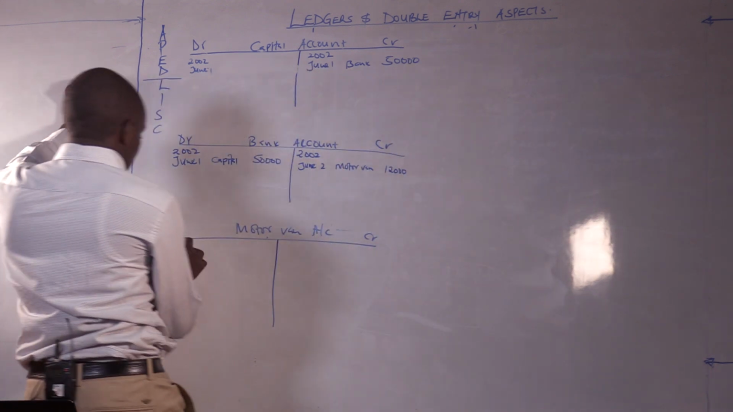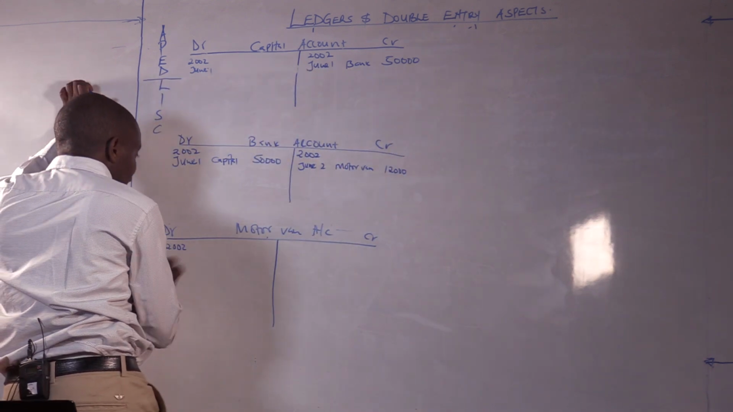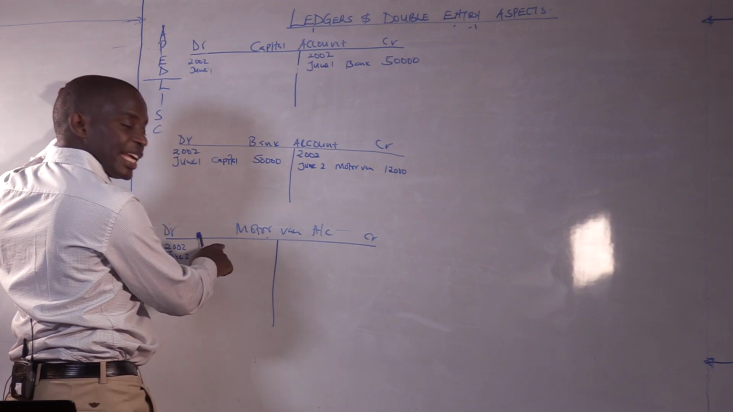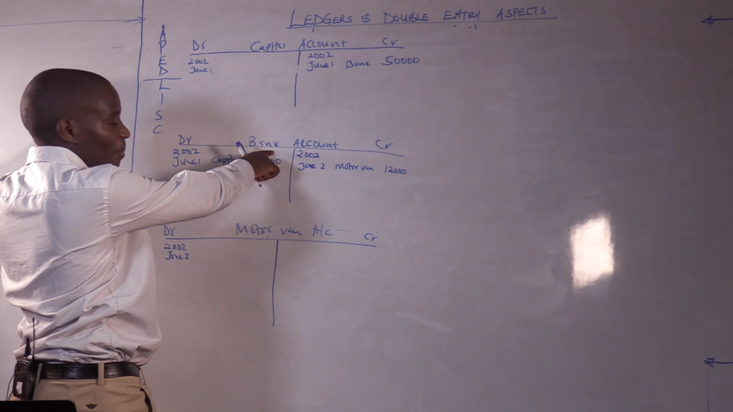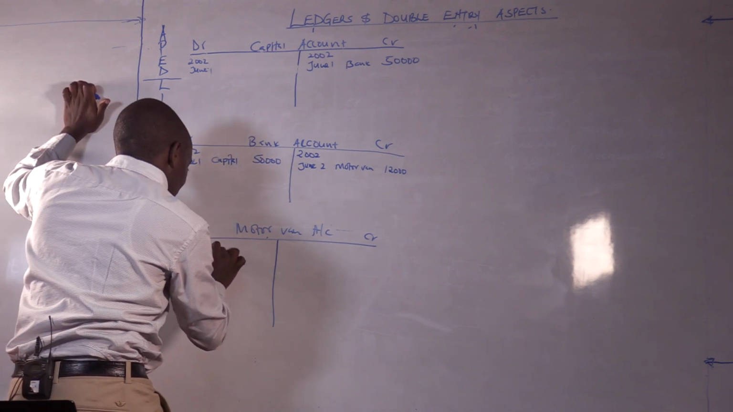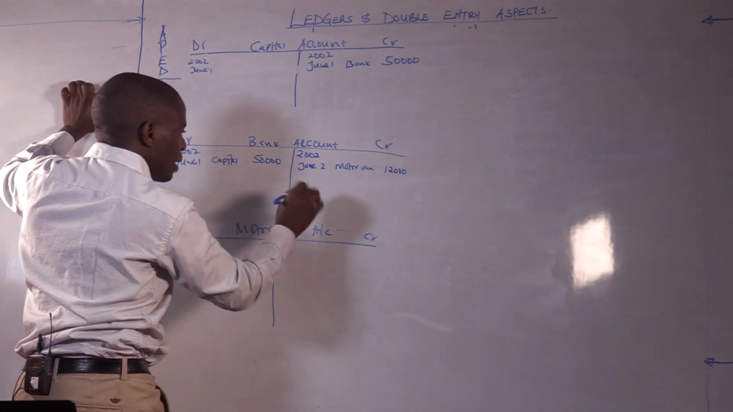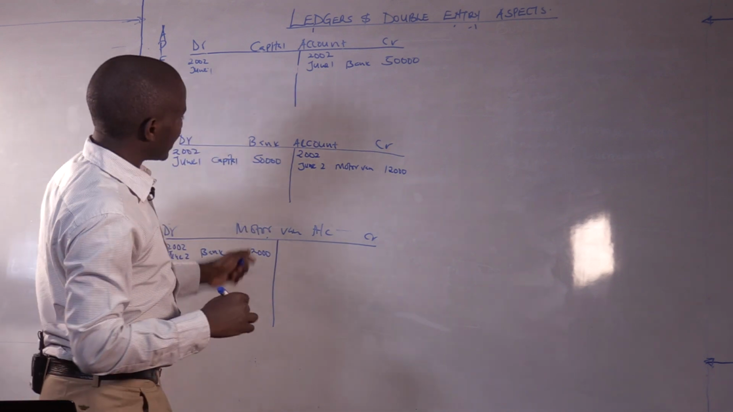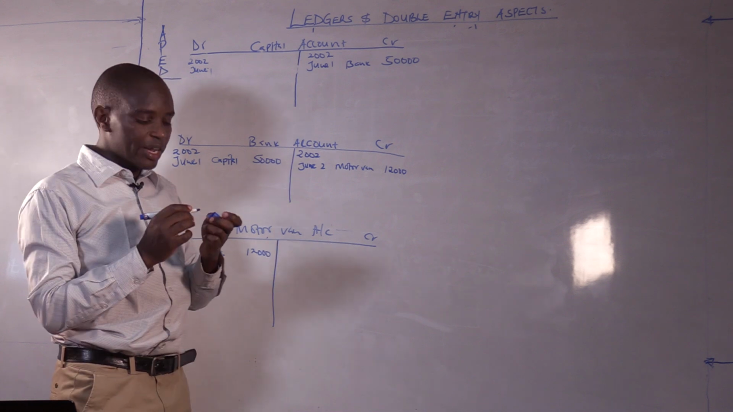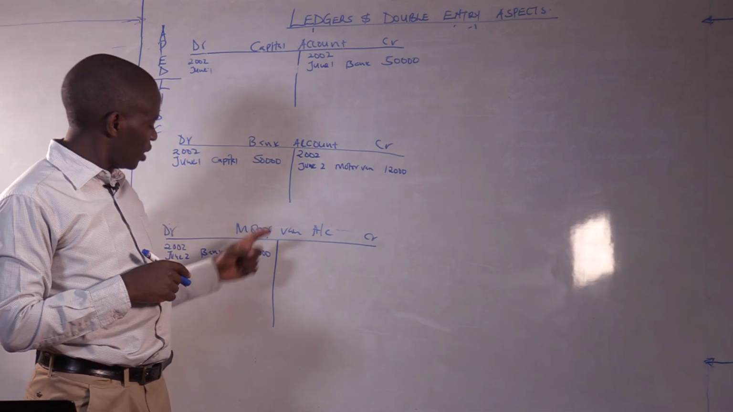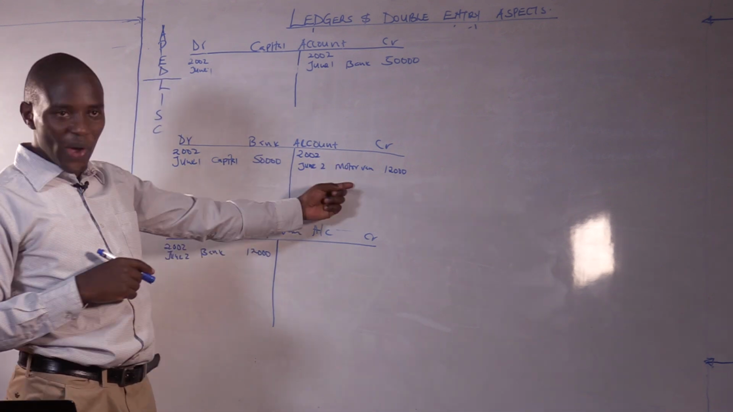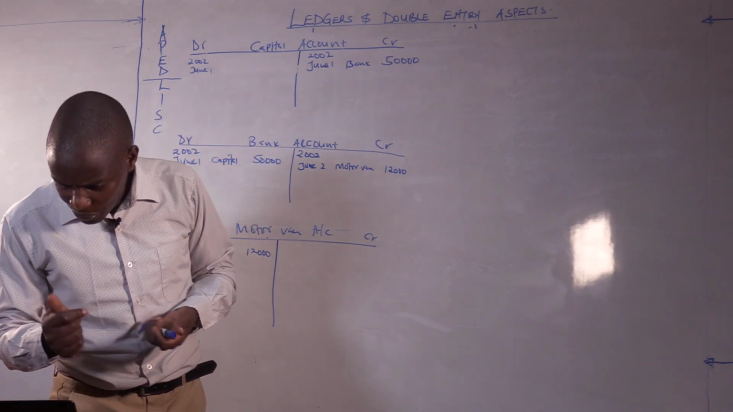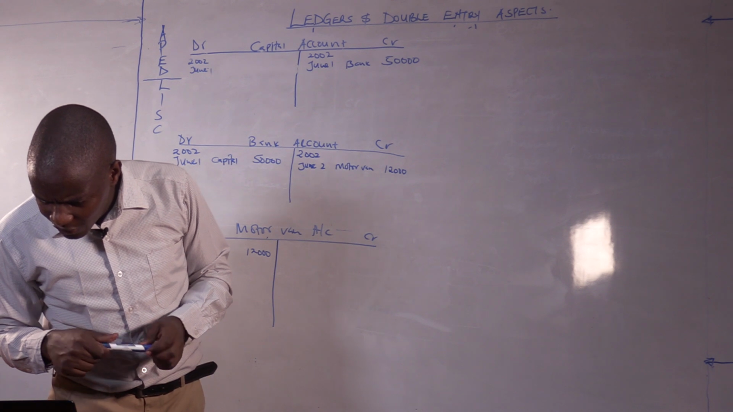So the year still remains 2002 June 2nd. Under the particulars, we shall have bank. So here we shall have bank, and the amount of the transaction is 12,000, just like that. So we have recorded the transaction in a double way. That is a double entry. We have entered the transaction twice. So the other transaction is on 5th June.